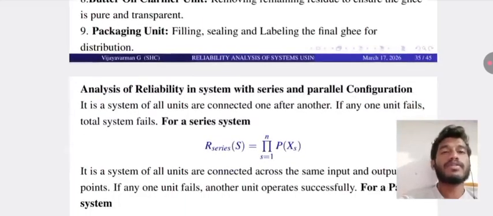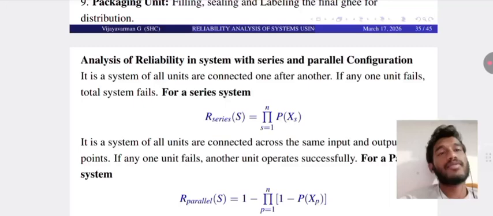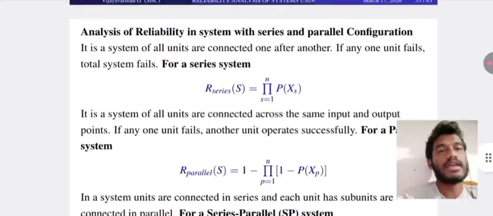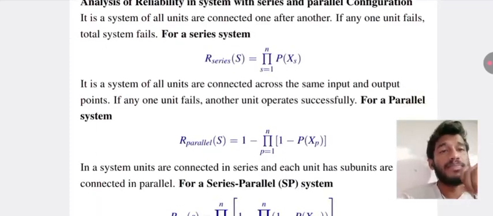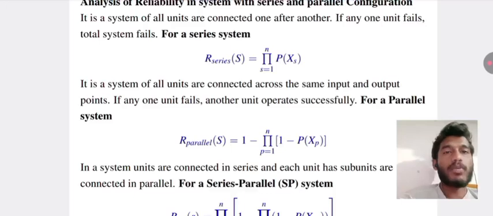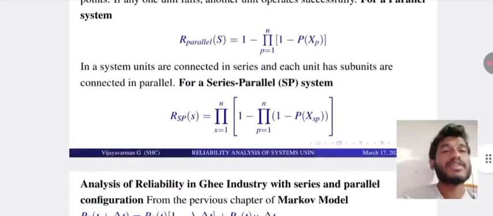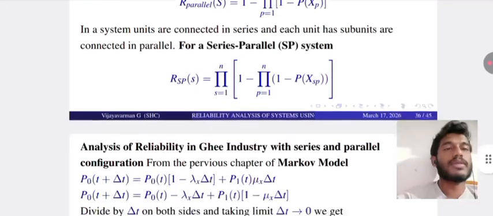Here the first topic is analysis of system reliability with series and parallel conditions. If a series system contains one unit that fails, the total system fails. In a parallel system, the units share the same input and output points; if one unit fails, another unit operates successfully. For a series parallel system, the units are connected in series and each unit's subunits are connected in parallel. So these are the equations of the series parallel system.